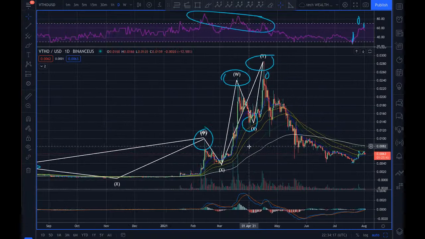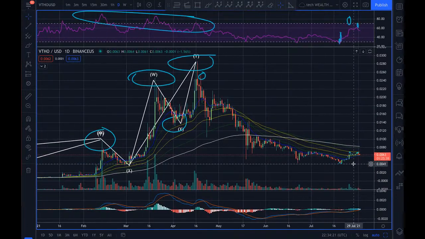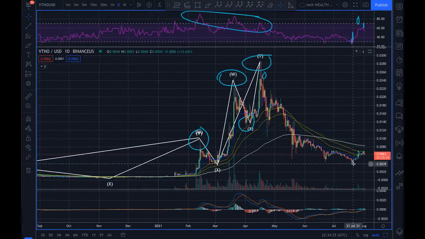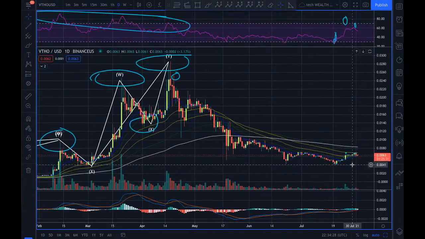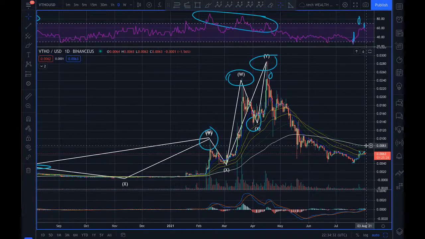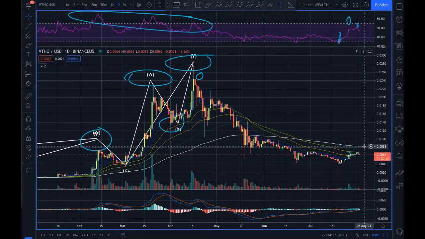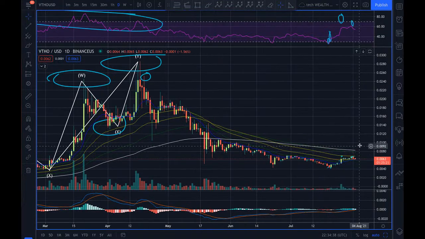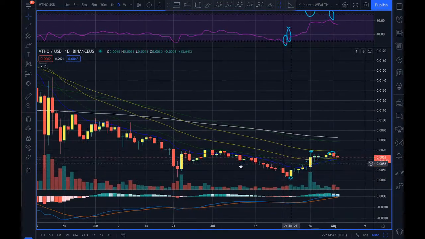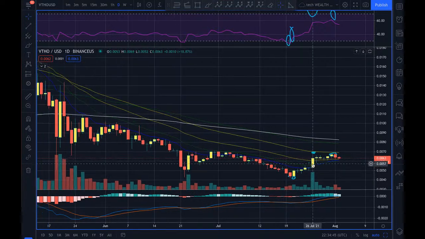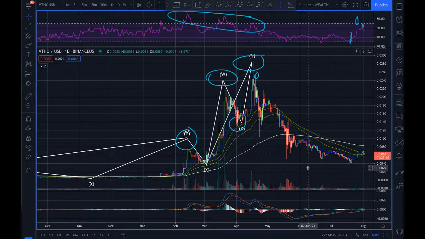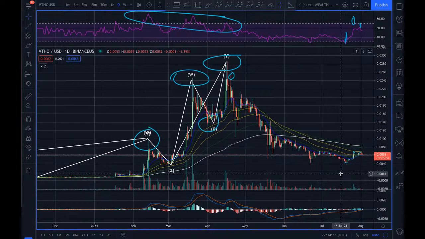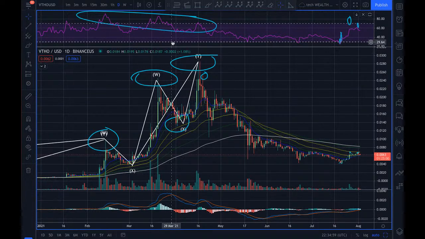If it starts making another wave down, it could be trying to touch this line up here, 0.008. Anything else you want to see? There were some big sell signals up there, that's for sure, on the daily.